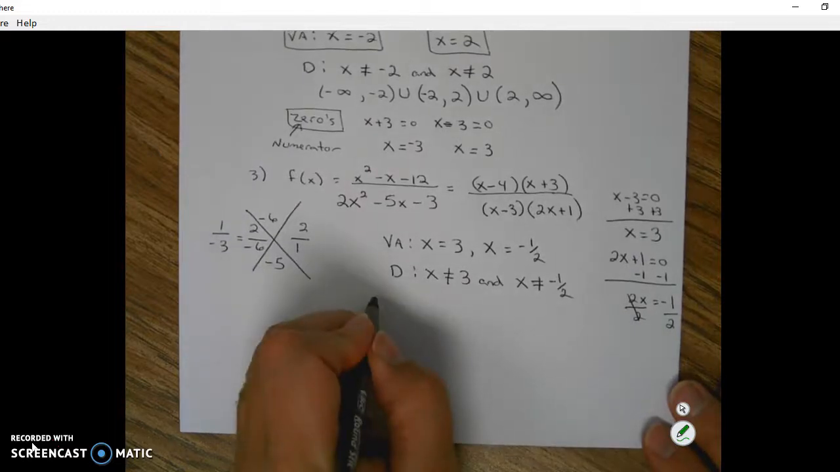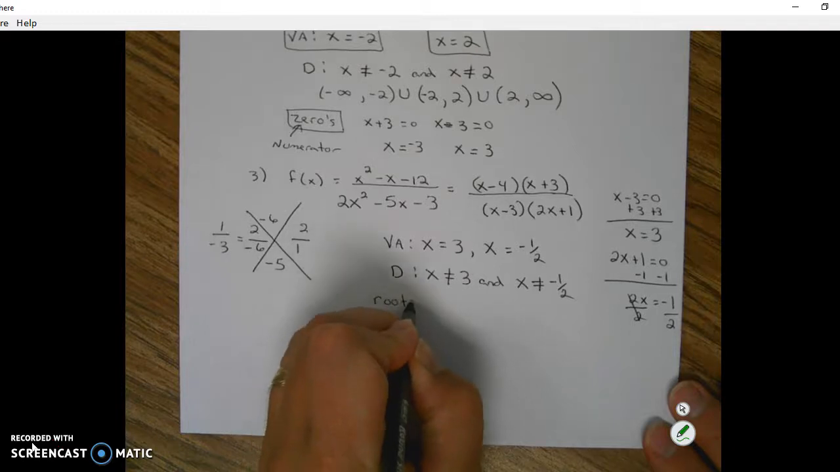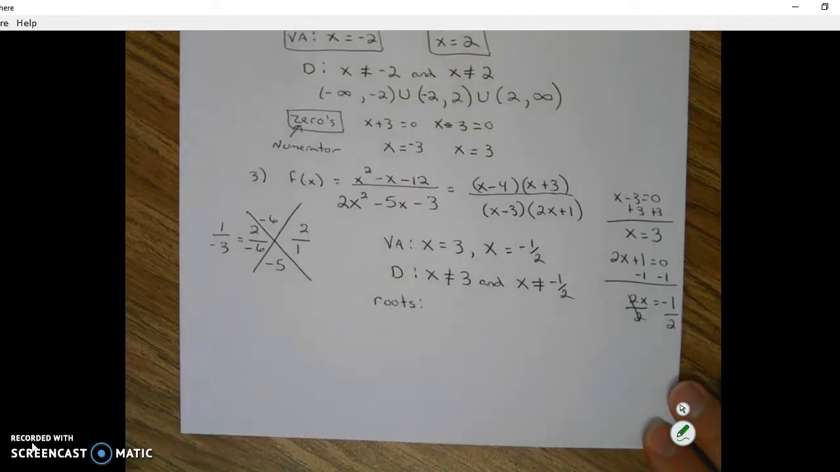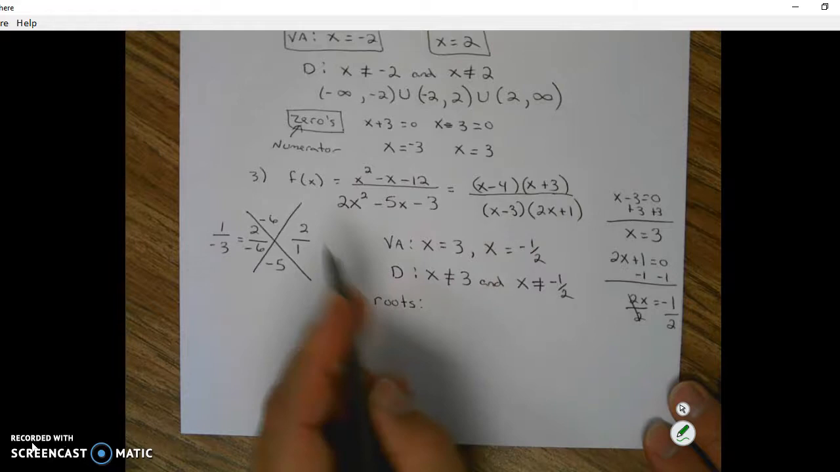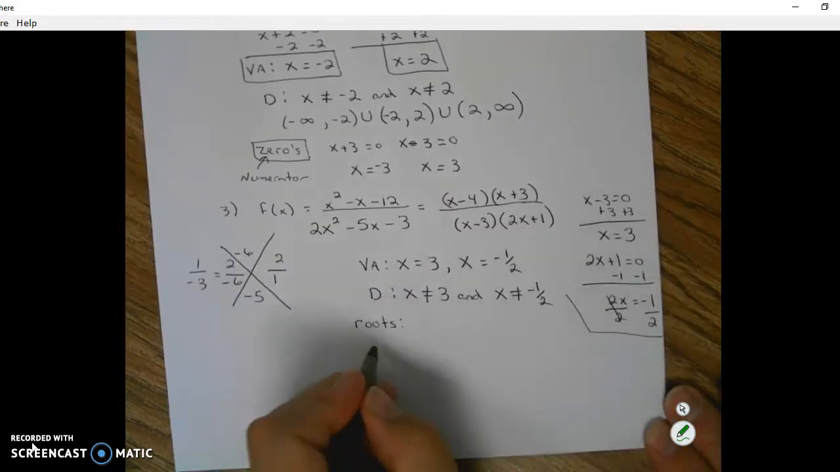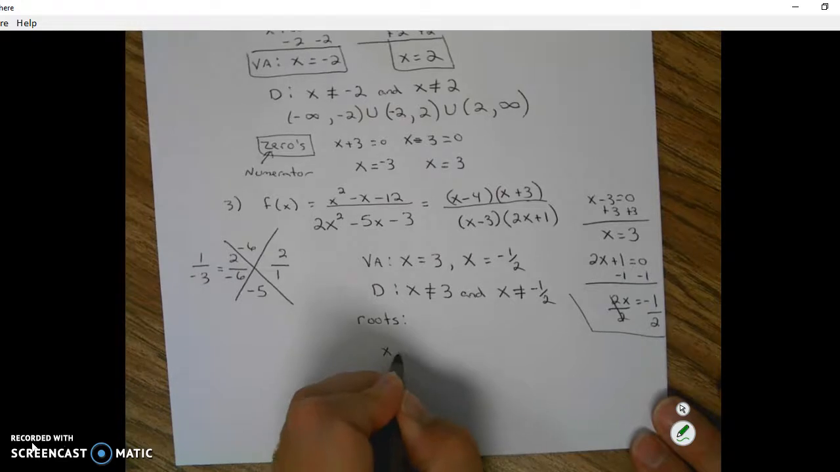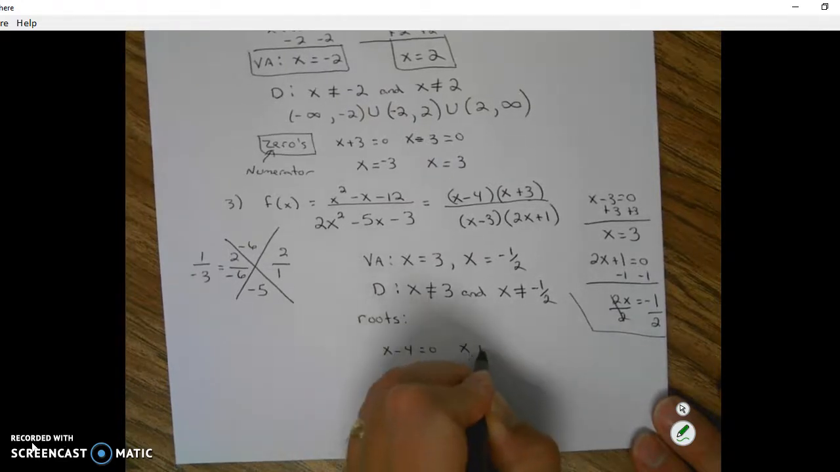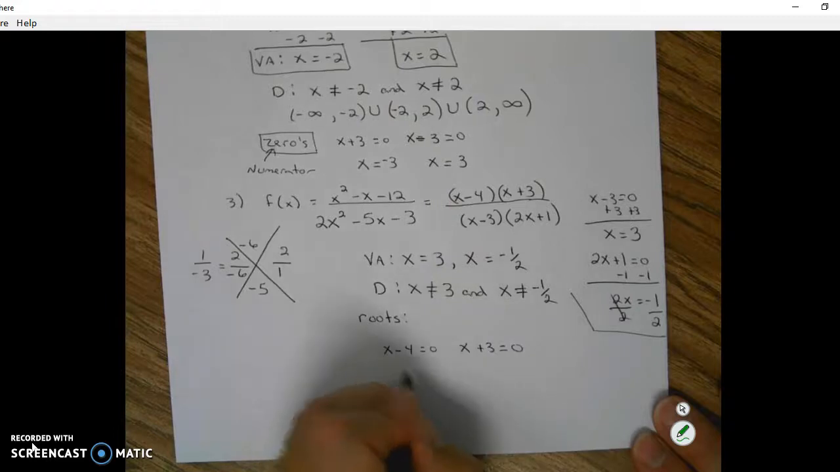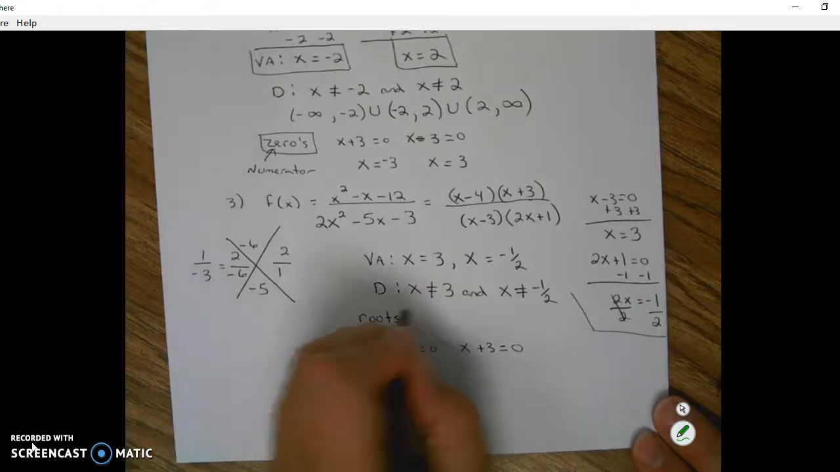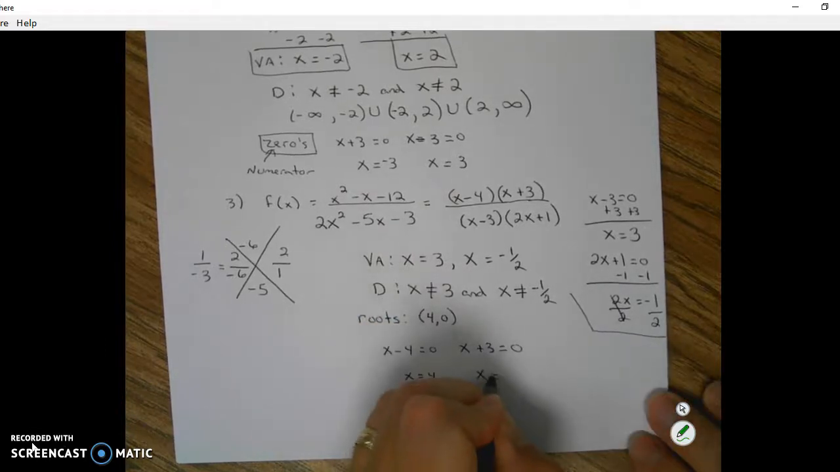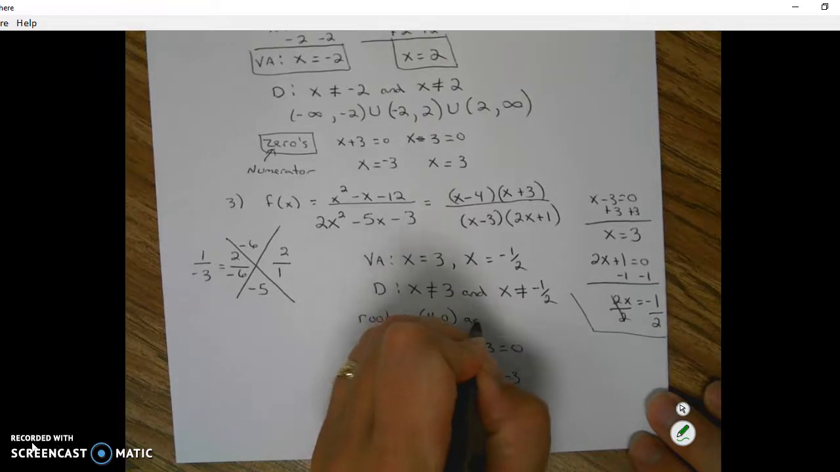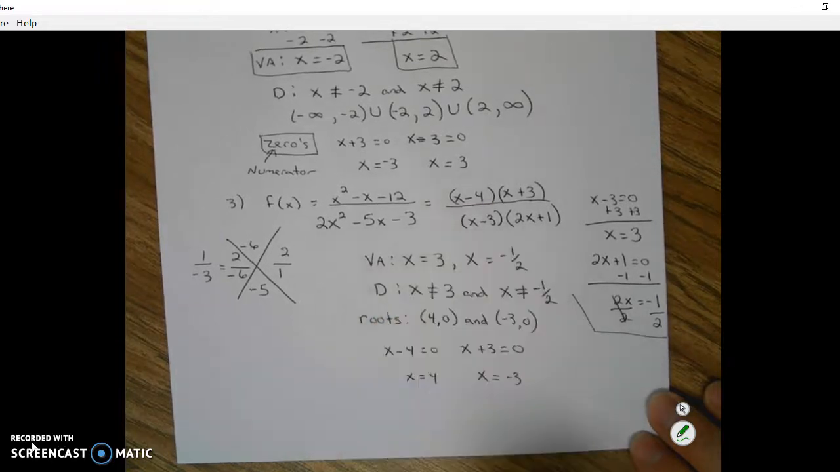Going to our zeros, also known as our roots, interchangeable terms, we set the numerator factors equal to 0 and solve. So for our roots, we have x minus 4, x plus 3. So solving this one, we get x equals 4. So we have a root at (4, 0). And we have another root at (negative 3, 0).